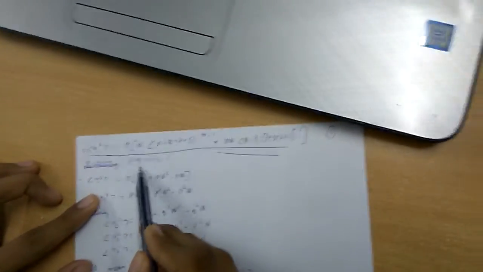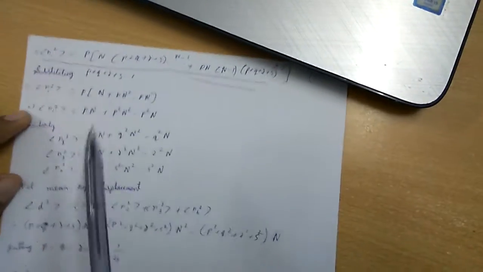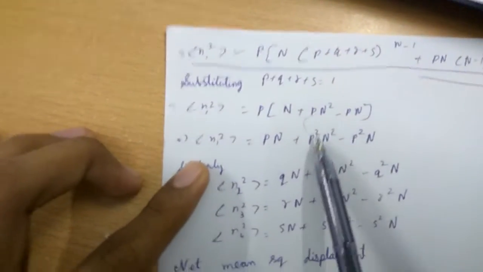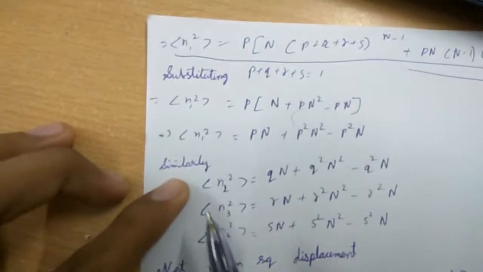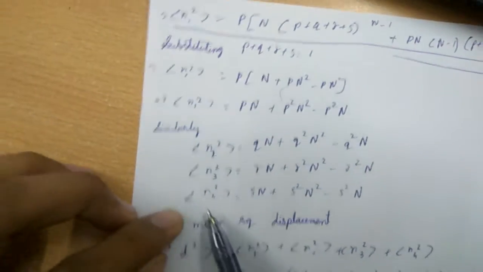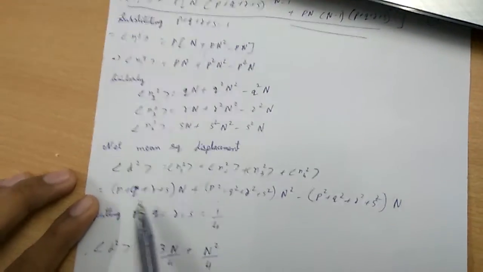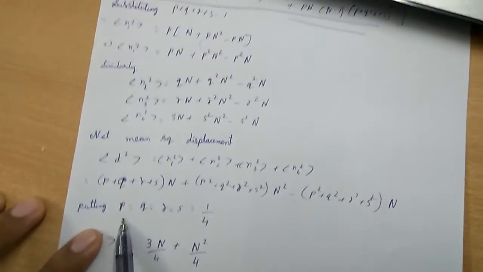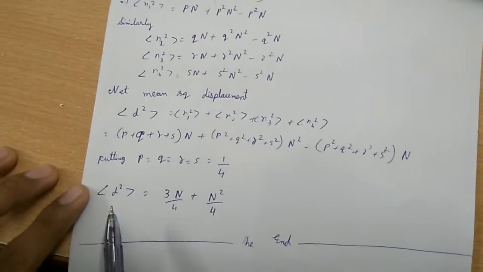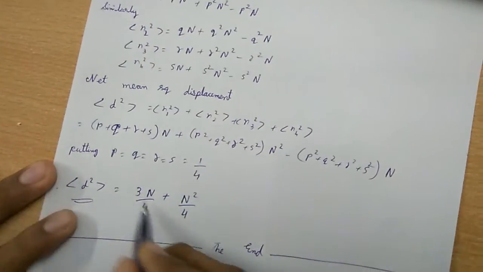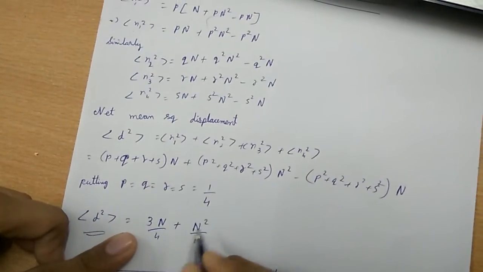So now p plus q plus r plus s equal to 1. We just simplify the above equation like p dot n plus p square dot n square minus p square n. Similarly, we get n2 square, n3 square, n4 square. Now the net mean square displacement. We're just adding all this, and we're taking all the p, q, r, s terms common, and p, q, r, s all are 1 by 4, which implies the whole mean square is equal to 3n by 4 plus n square by 4.